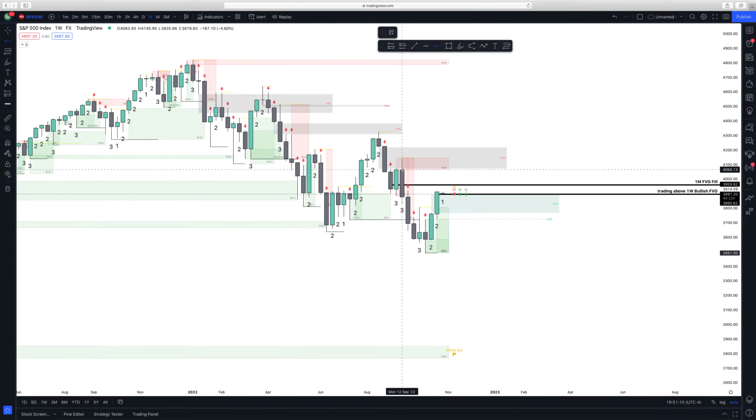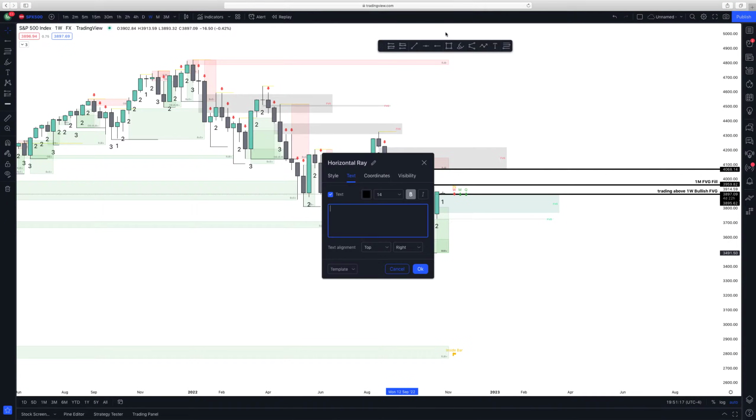I also like this level here, which is at a 1 week rejection block. I like watching around rejection blocks because it could possibly reject from there if it gets to that level.